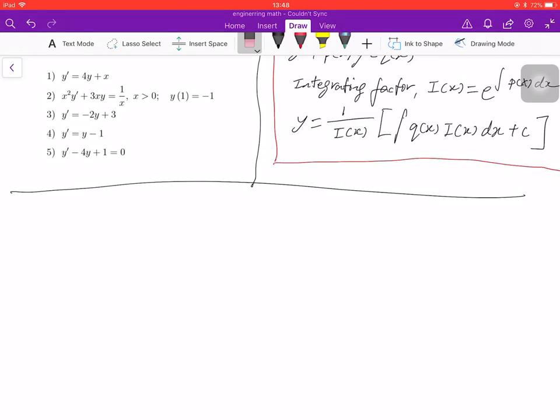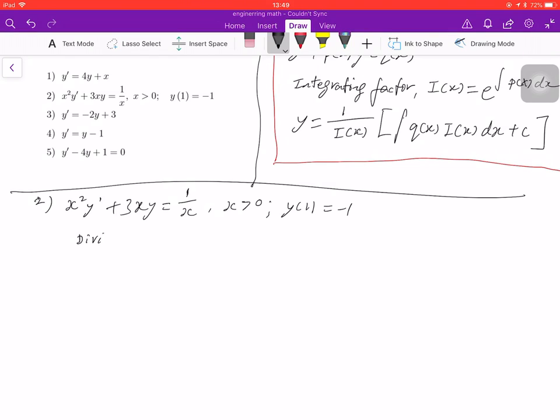Okay, let us see question number 2 here. Question number 2, we have x squared y prime plus 3xy equal to 1 divided by x, with x more than 0, and given the initial conditions, so we have to find the particular solution. Okay, so we need to write it in standard form.